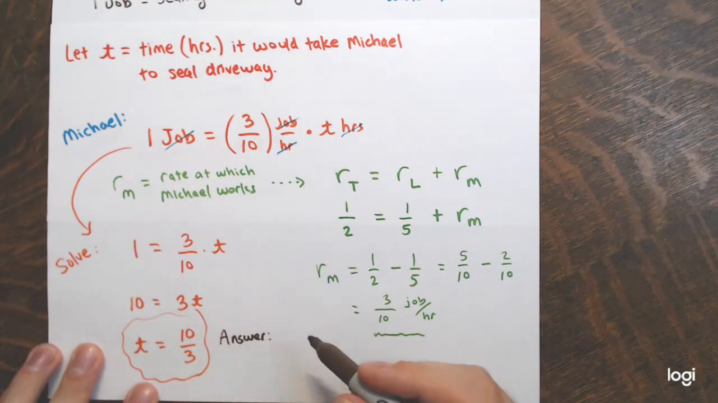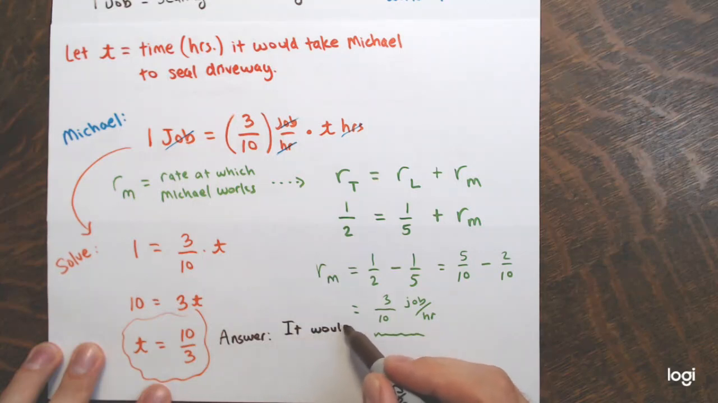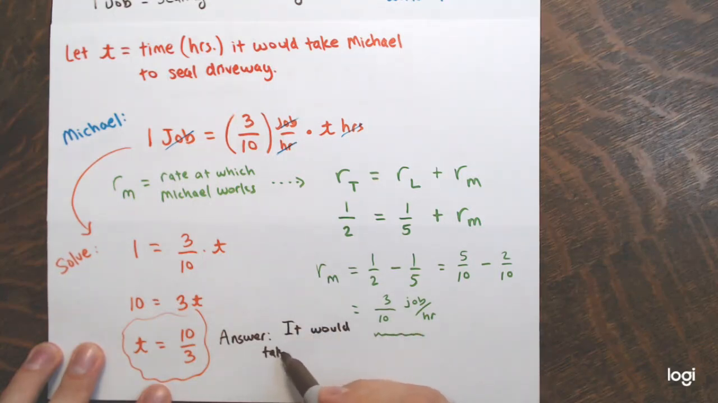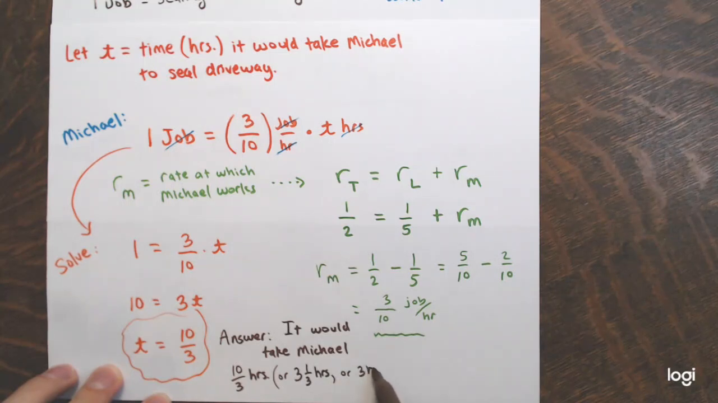I would say it would take Michael 10/3 hours. Remember what T represented. It represented time in hours. Or 3 1/3 hours, if you want to write it as a mixed number, or 3 hours, and 1/3 of an hour is 20 minutes. 3 hours and 20 minutes.